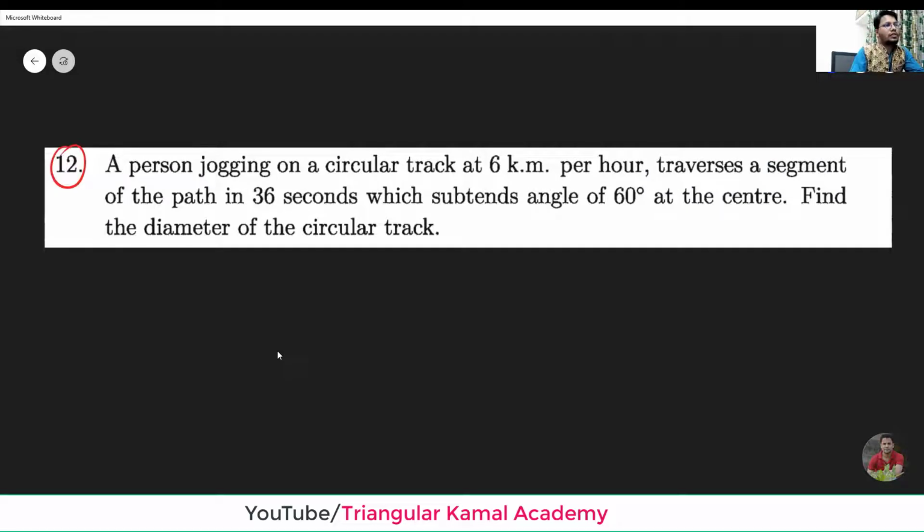A person jogging on a circular track at 6 km/h traverses a segment of path in 36 seconds, which subtends an angle of 60 degrees at the center. Find the diameter of the circular track. First, identify which information is given here. The speed of the person is 6 km/h. In 36 seconds, he traverses a line segment which subtends an angle of 60 degrees at the center of the circle. And the requirement is to find the diameter of the circular track.